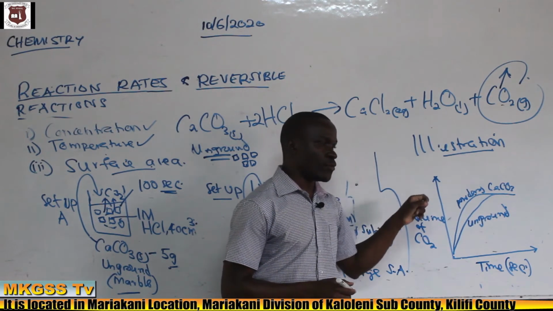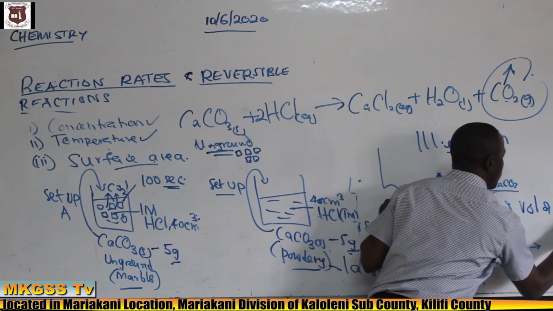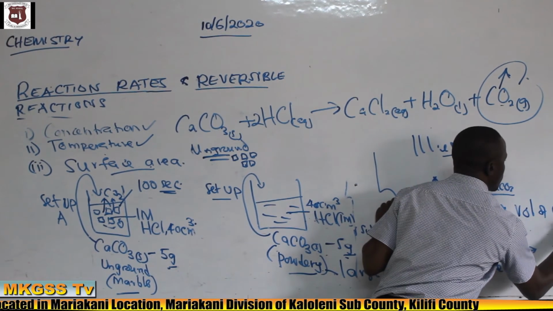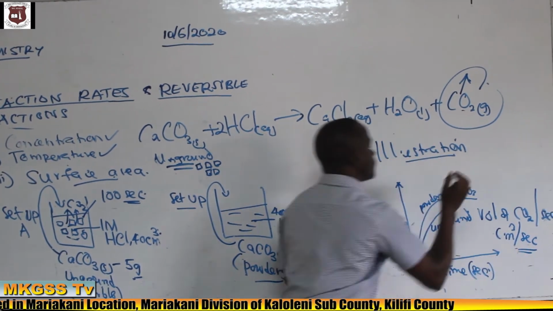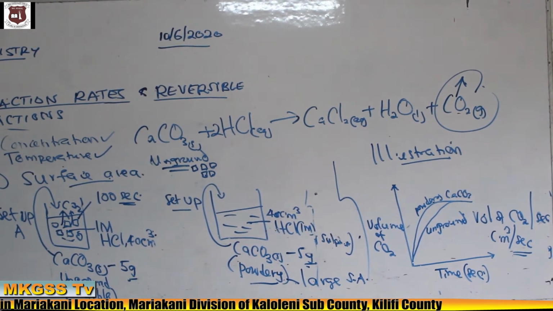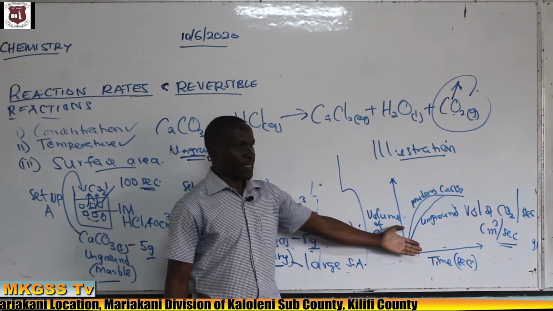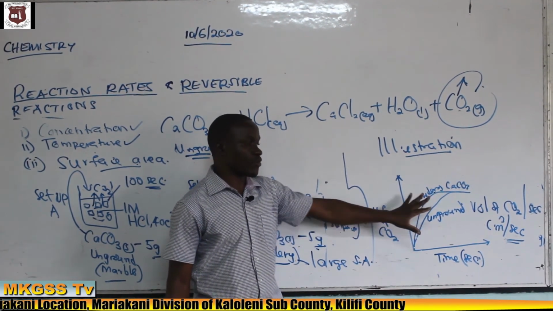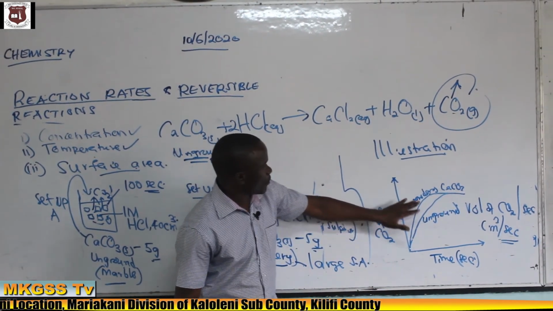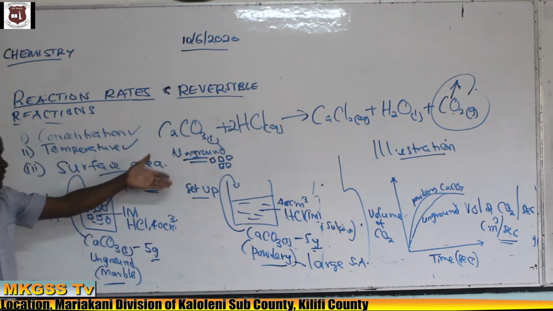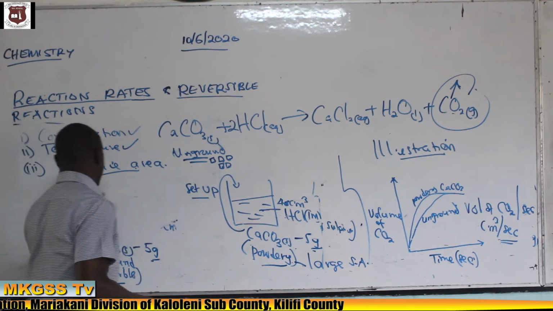That is the volume of carbon 4 oxide evolved per unit time, that is per second, denoted by cubic centimeters per second. This is an area that is commonly tested in exam, especially chemistry theory. So you have to note how to interpret graphical illustration of surface area.